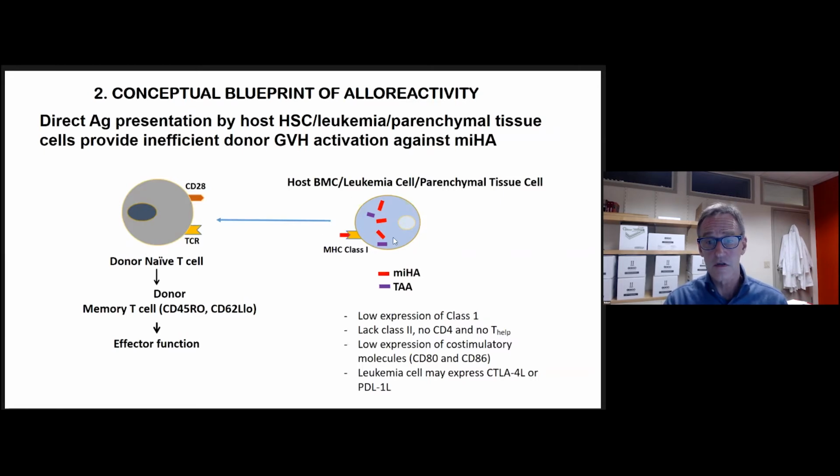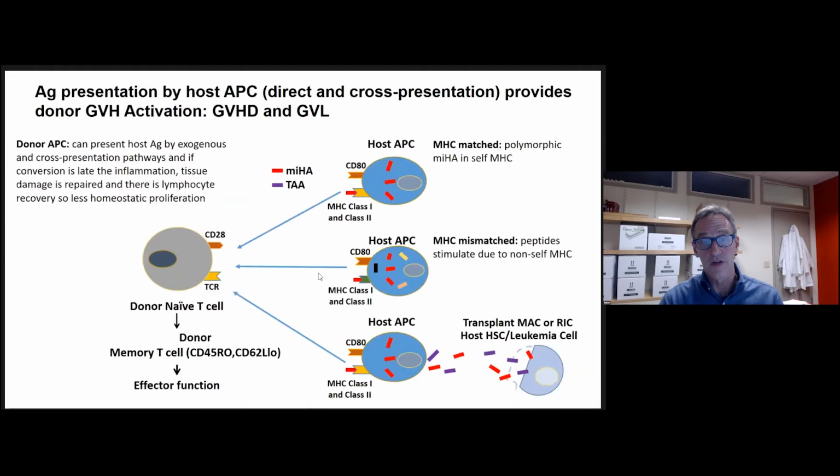So you have the host tissue cell, a parenchymal tissue cell, bone marrow cell, leukemia cell. Generally, these have a low level of class 1 expression, do not express class 2, and do not have any co-stimulatory molecules on them. If it's a tumor cell, often they could have inhibitory molecules like CTLA4 or PD-L1 on their surface. So these cells consequently don't really stimulate much of an immune response. And as I said earlier, the lymphoma cell is different. That's like an antigen presenting cell and behaves more like these cells shown here.